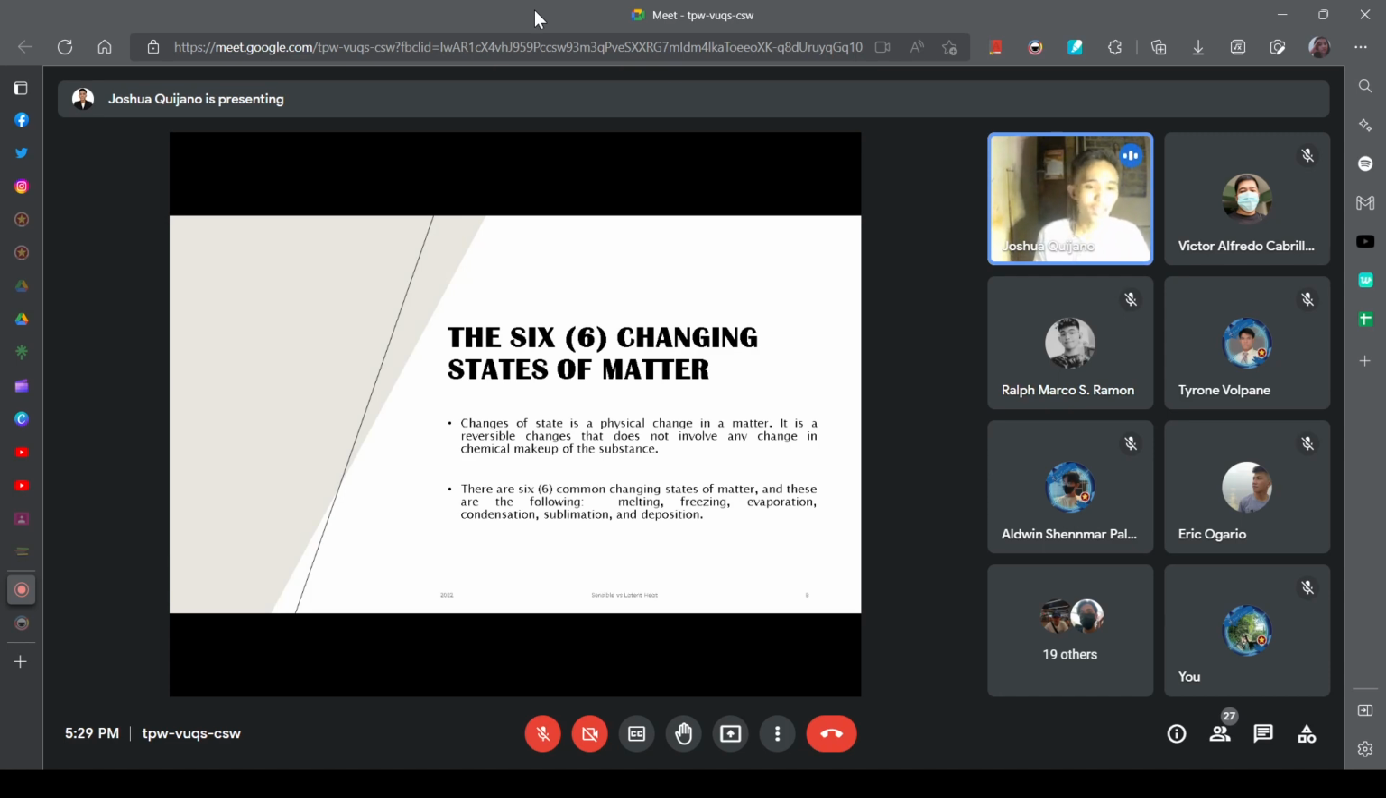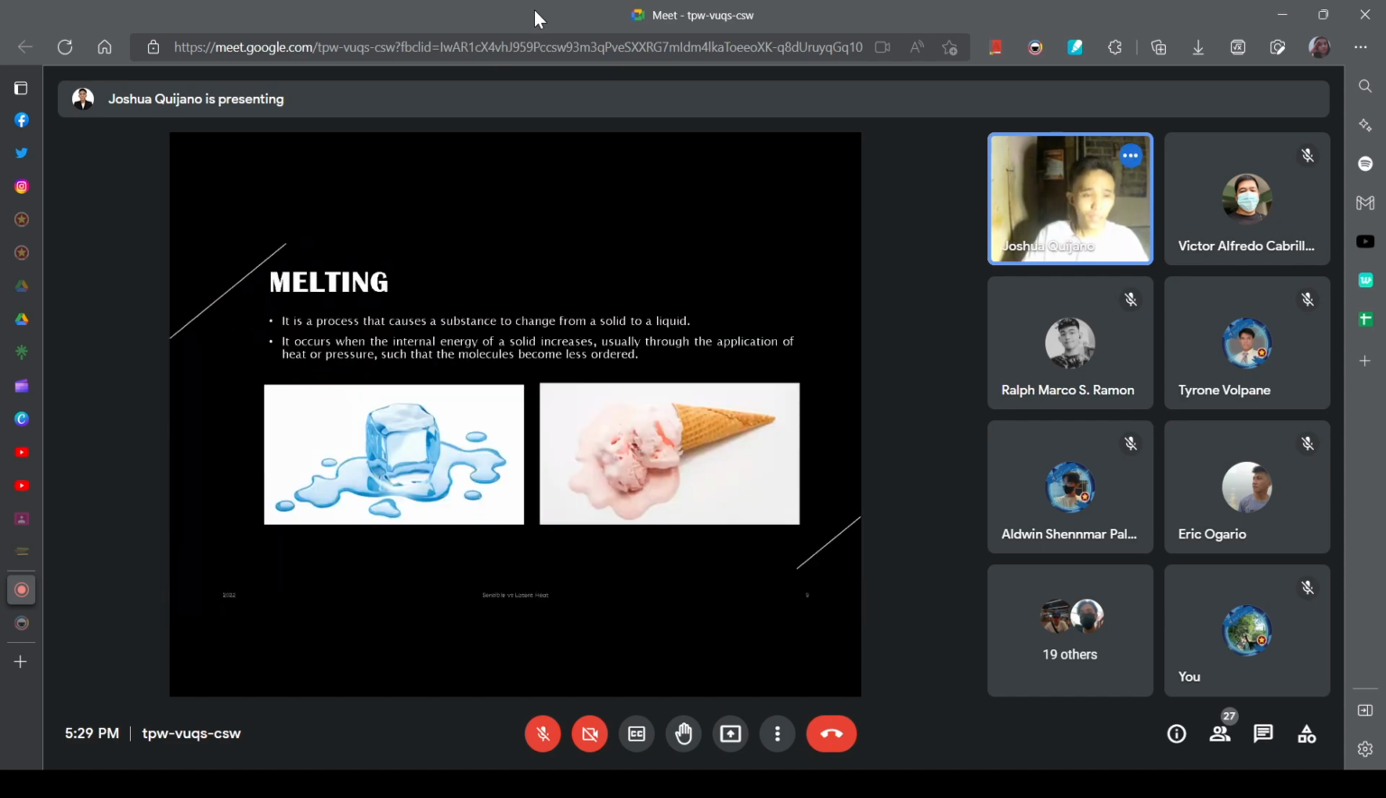So change of state is a physical change in matter. It is a reversible change that does not involve any change in chemical makeup of the substance. There are 6 common changing states of matter, and these are the following: melting, freezing, evaporation, condensation, sublimation, and lastly deposition. So melting. It is the process that causes a substance to change from solid to liquid.